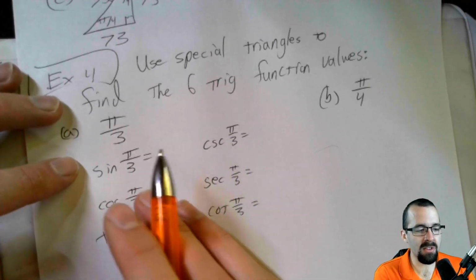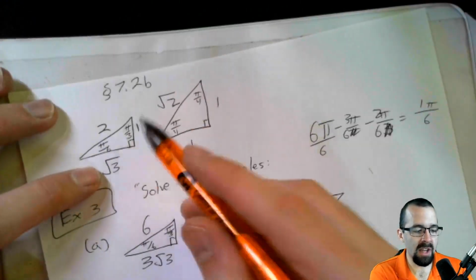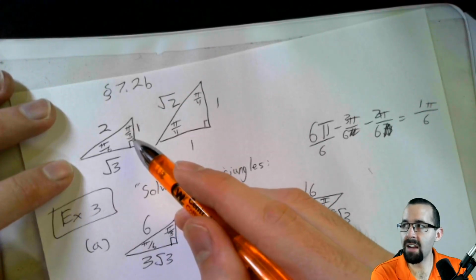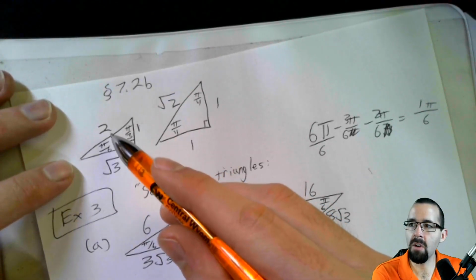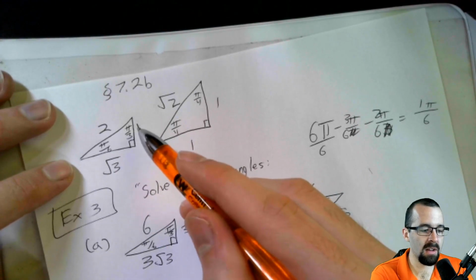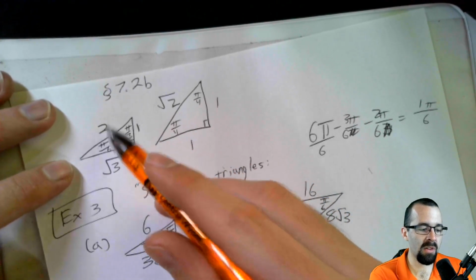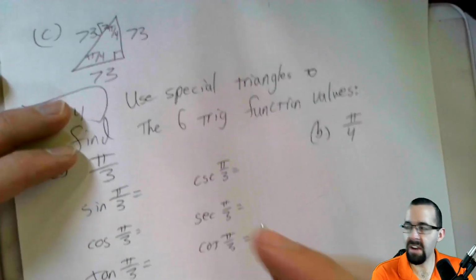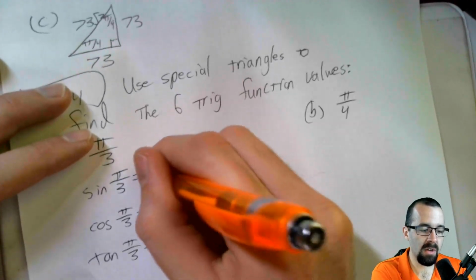All right, so then again, you just look at your special triangle. Say, okay, pi over 3 is right here. Sine of pi over 3 is opposite over hypotenuse. Okay, so opposite, we have square root of 3 divided by 2. And that's our value for sine. Square root of 3 over 2.